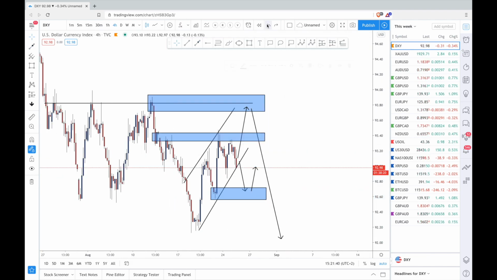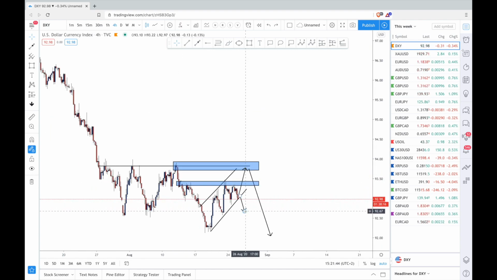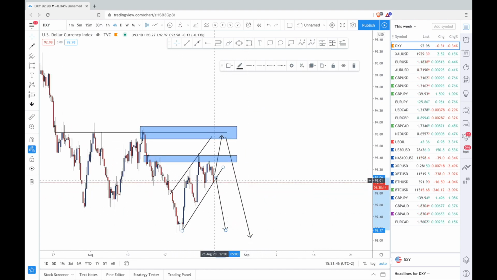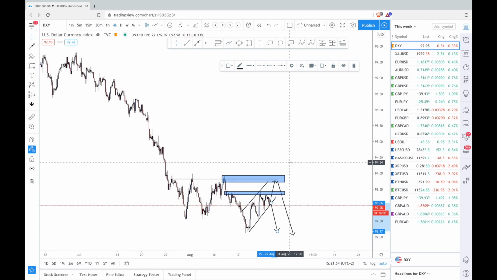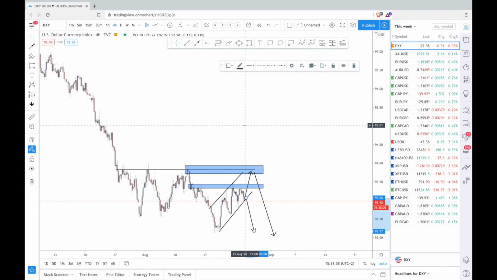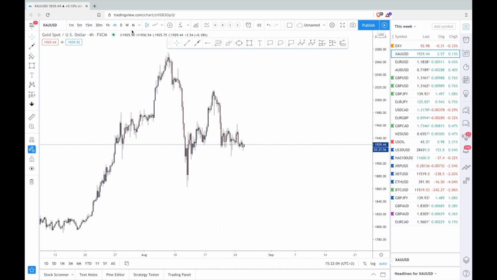Okay, so this is what you can expect on the DXY, but simply these are the two possibilities, that we're going to drop down from this level over here, or that we're going to push one last time to the upside and then to see this nice drop. Okay, so this is the information that I got from the DXY. I see the possibility of a nice short, therefore I'm going to look for a nice long opportunity on gold.